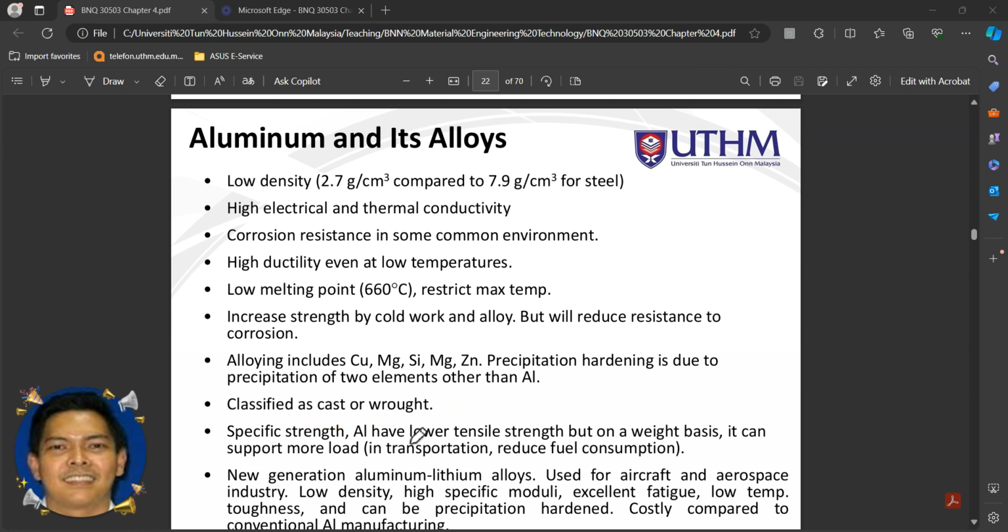Okay, specific strength: aluminium has lower tensile strength, but on a weight basis it can support more load. So it is used in transportation because it requires minimum fuel consumption. Okay, a new derivation of aluminium alloy is the aluminium lithium alloy. It is used in the aircraft and aerospace industry. It has low density, high specific modulus, excellent fatigue and low temperature toughness, and can be precipitation hardened. However, it is quite costly compared to conventional alloy manufacture.